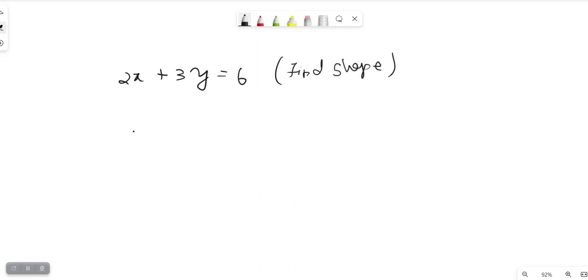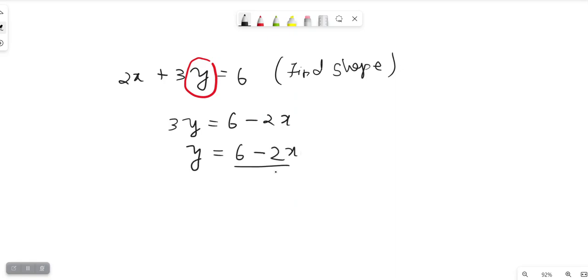Basically what we do, we keep this y on one side and everything else we transfer to the other side. So what we basically do is we take 3y is equal to 6 minus 2x. The idea is to keep y this side. So therefore we get y is equal to (6 minus 2x) upon 3. We get 6 upon 3 and we get minus 2 upon 3 x.